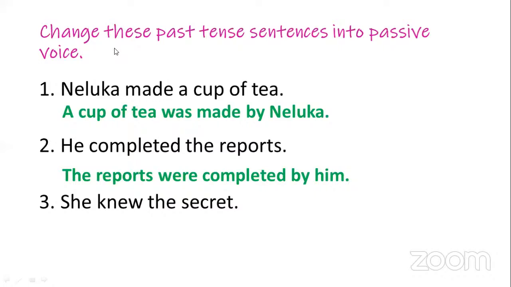Next one. She knew the secret. Yes, we have to take the secret as the subject. The secret is a singular noun, so the secret is known by her. The past participle form of knew is known. The secret is known by her. Next. Now let's move to the next slide.